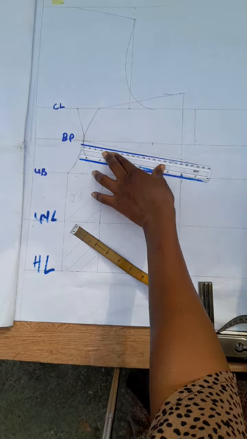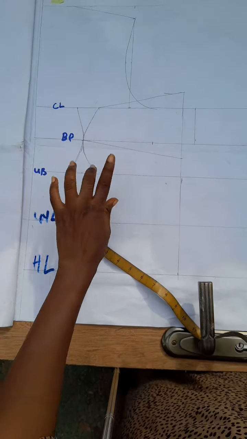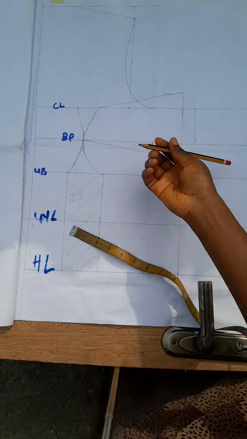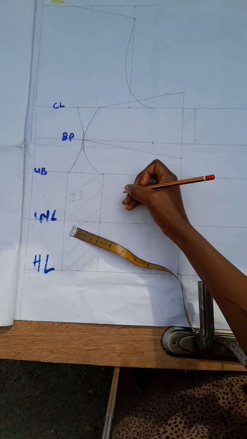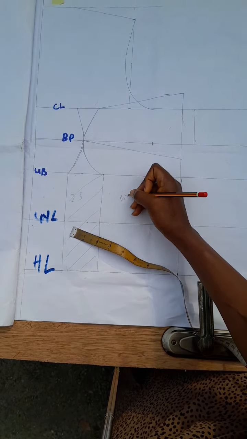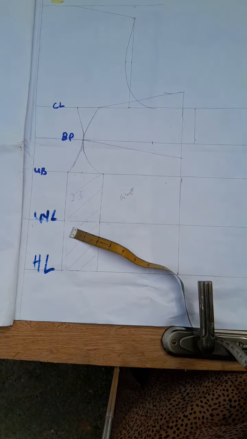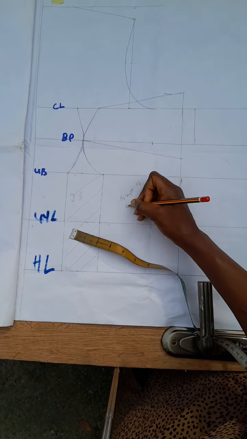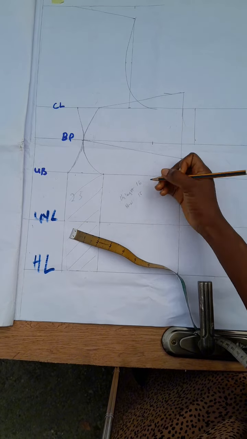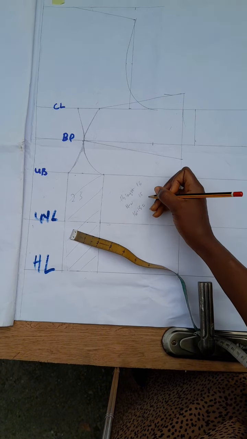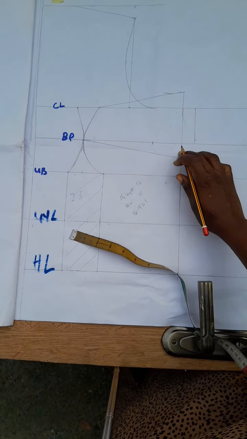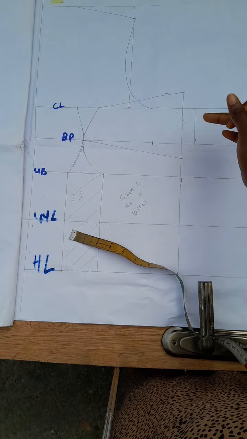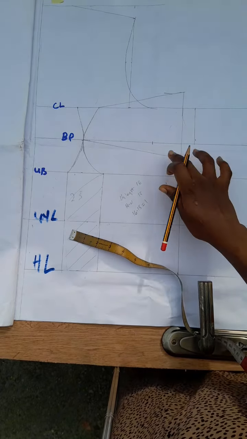Note, like I said before, don't just assume this line. Let me just do the calculation so that everybody will understand what I'm saying. So my half length for the front is 16, and my nape to waist is 15. So 16 minus 15 will give me 1 inch, and that 1 inch is what I'm using here. Do you understand? I'm trying to break this down so that everybody will understand the way I'm putting these darts together, because this helps a lot.